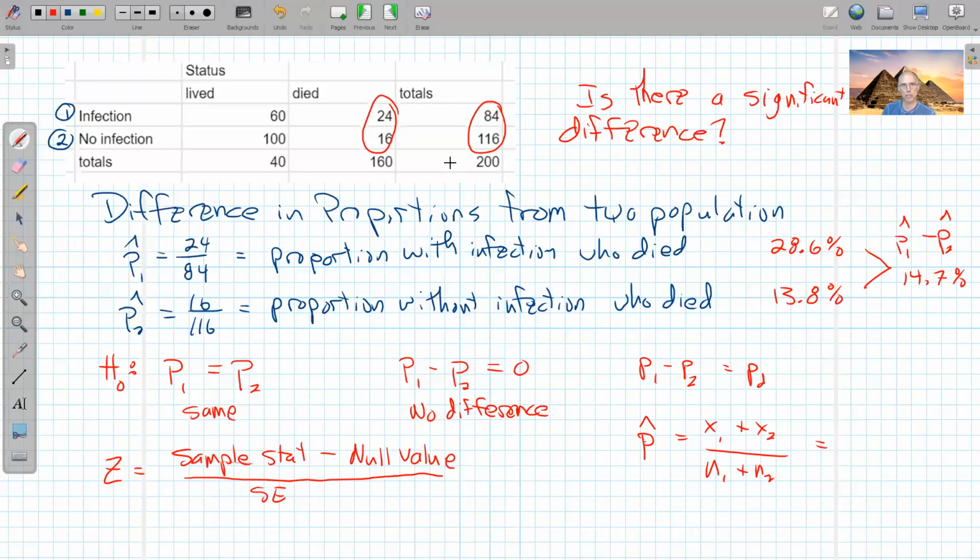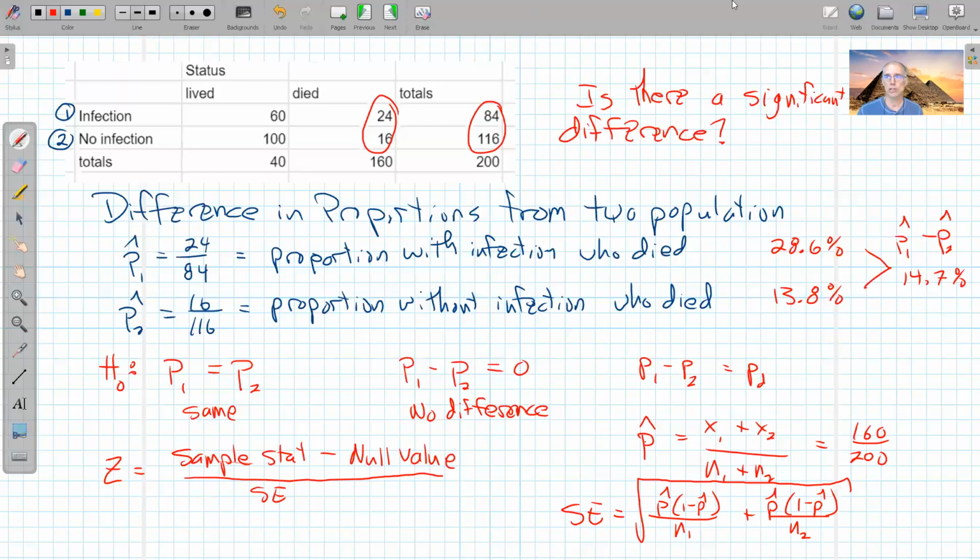So here, that's going to give me 160 out of 200 when I put it all together. And I need that number to get my standard error. So my standard error is going to be kind of like the standard error for the confidence interval, except now I'm assuming there's no difference. So this is what my P is. So that's P hat times 1 minus P hat over the first sample size, plus P hat times 1 minus P hat over the other sample size, and we take the square root of all of that. And this is a good place to whip out a spreadsheet instead of a handheld calculator, because then we can reuse it, which is kind of cool. Let's hop off to a spreadsheet to continue this further.